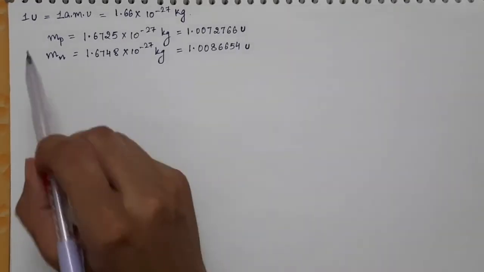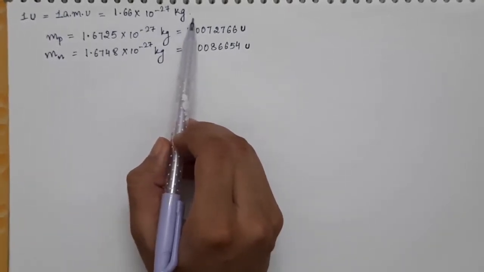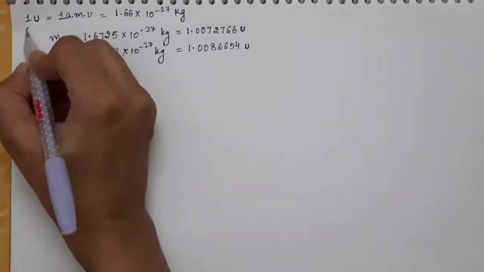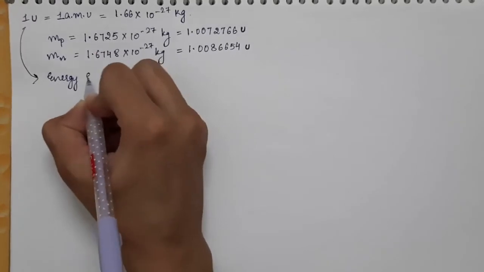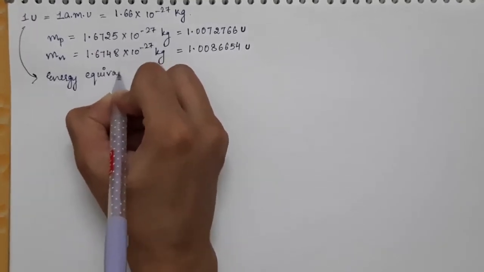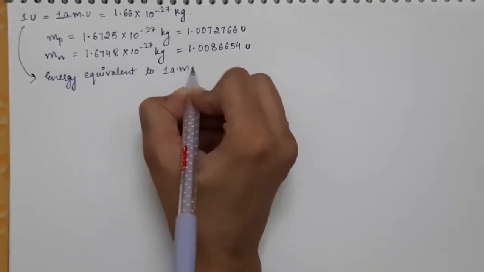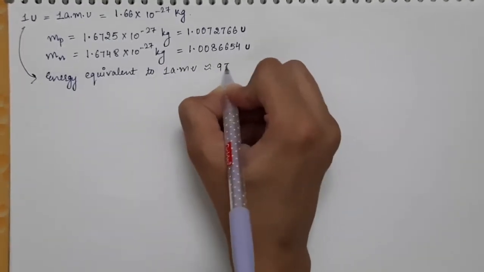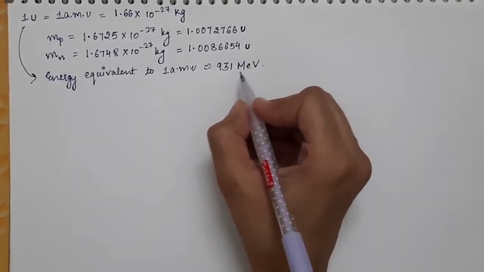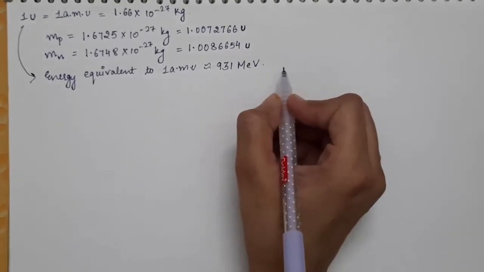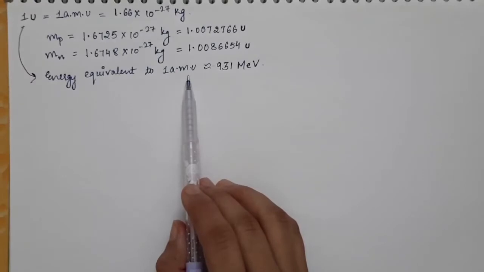We also converted this mass, that is 1.66 × 10^-27 kg, and we saw that the energy equivalent to 1 AMU is approximately equal to 931 mega electron volts, which is 931 × 10^6 electron volts. So this is the energy which is associated with 1 AMU.